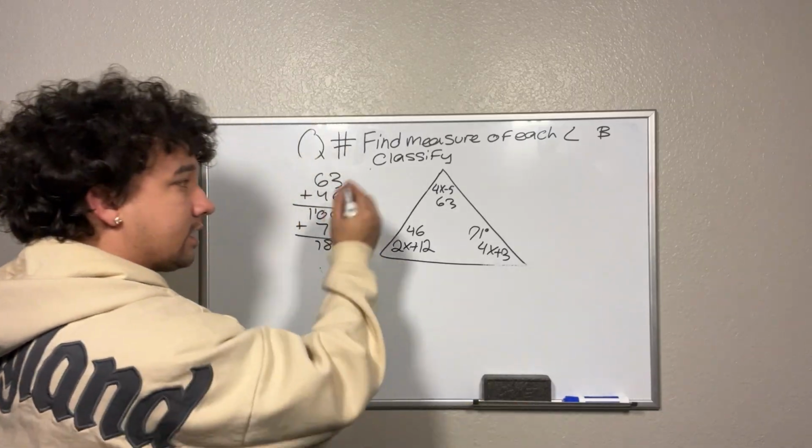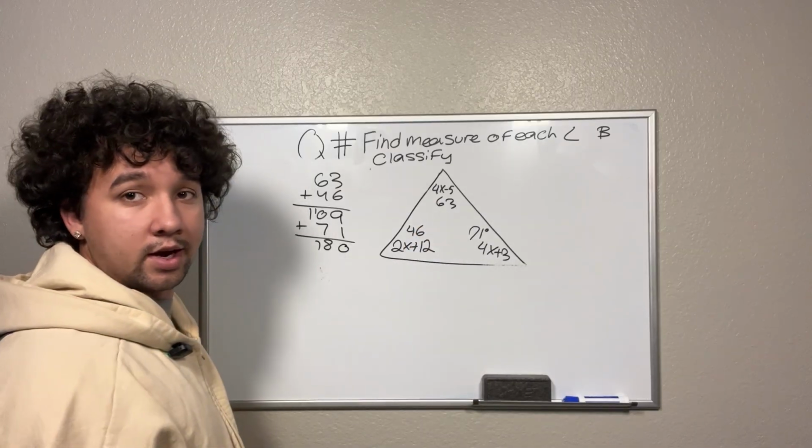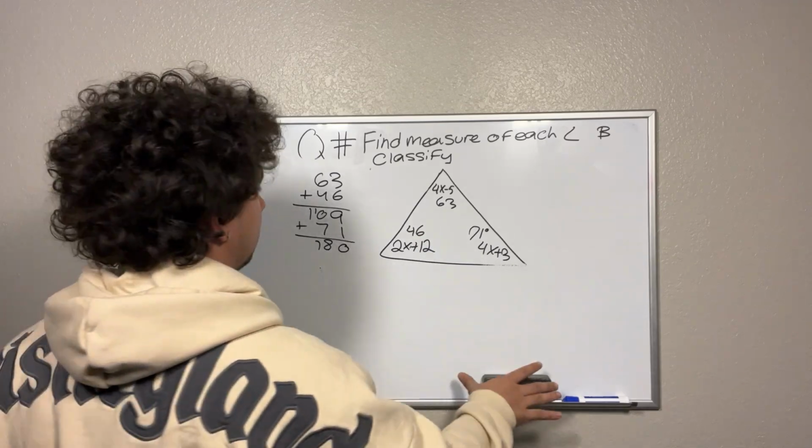Now, it says classify the angles. Well, all of these are acute angles, and how I know that is because they're less than 90. They're all acute, they're all small, so each one of these is an acute angle. That's how I'd solve this one.